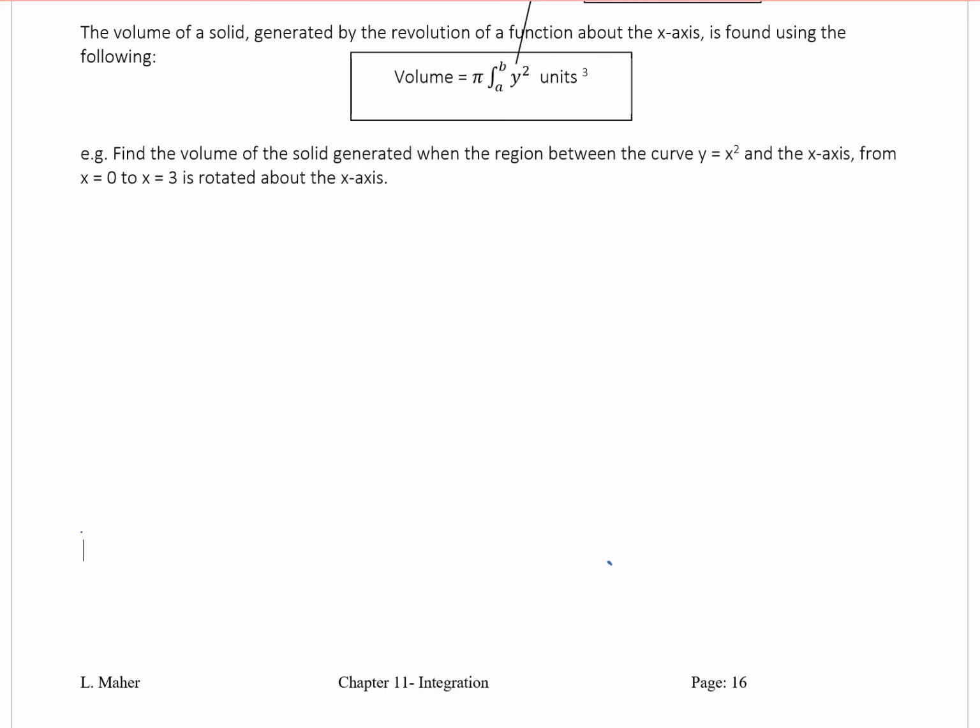Now in this example we're finding the volume of the solid generated when the region between the curve y equals x squared and the x-axis from 0 to 3 is rotated around the x-axis. So we're coming down, we're going to rotate around this x-axis and end up with this trumpety sort of shape.